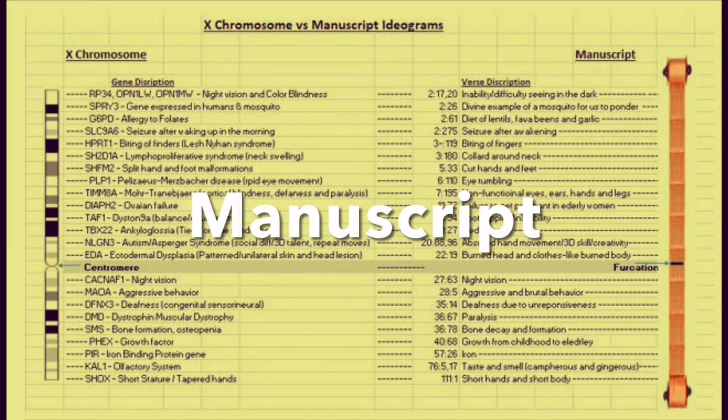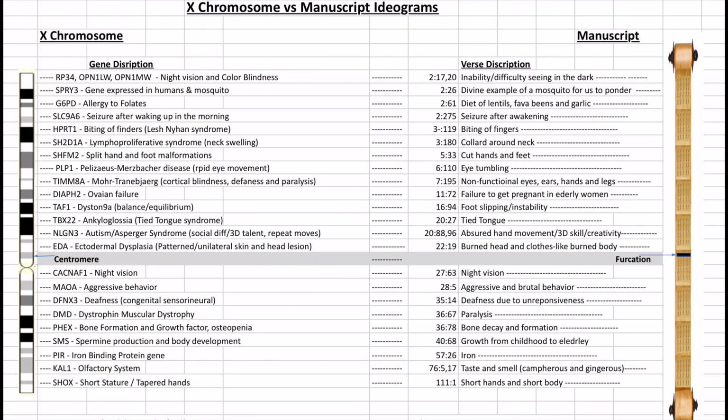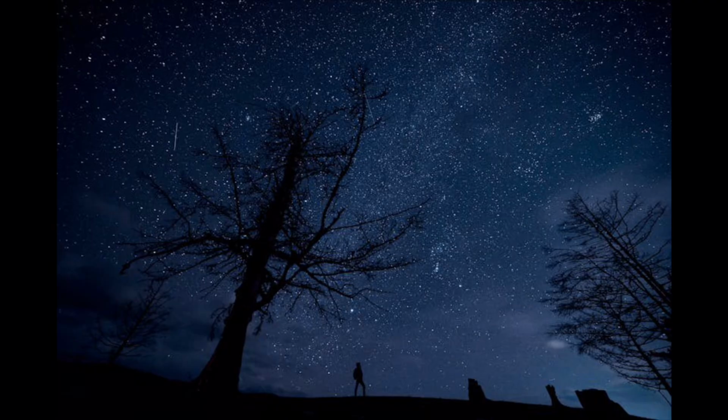Manuscript. The image depicts a stylized manuscript, visually resembling a scroll. The verses and corresponding descriptions are listed in accordance with their sequence and locations on the manuscript, aligning with the gene disruptions presented in the X chromosome section. Each verse description relates to a specific gene and its associated condition, creating a parallel between genetic factors and textual interpretations. Some examples include verse 2:17-20, inability, difficulty seeing in the dark, relating to vision problems linked to TIMB genes.